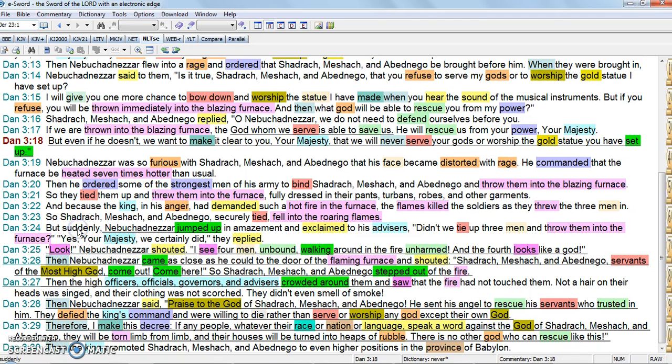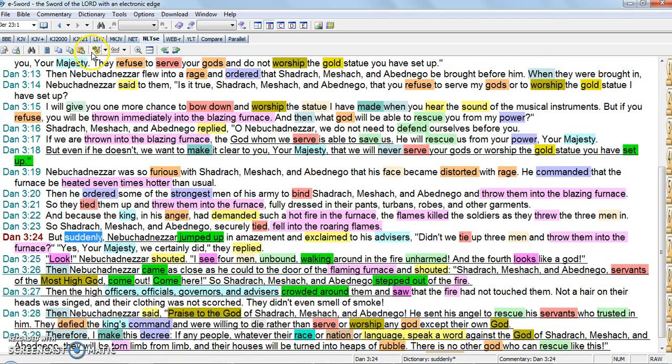But suddenly, and here's another word that has to do with timing, Nebuchadnezzar jumped up. In amazement, he asked his advisors, "Didn't we tie up 3 men and throw them into the furnace?" Now, look at this. Once we highlight these words, we can instantly see all of this has to do with flames, furnace, flaming furnace. And this sets up the spiritual lesson.